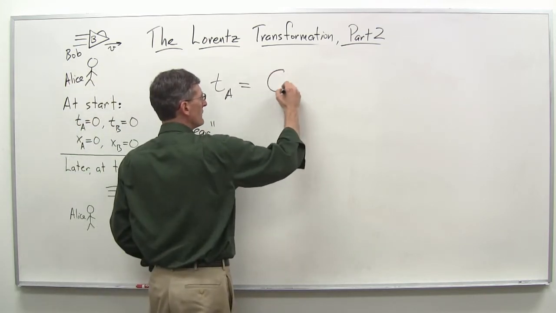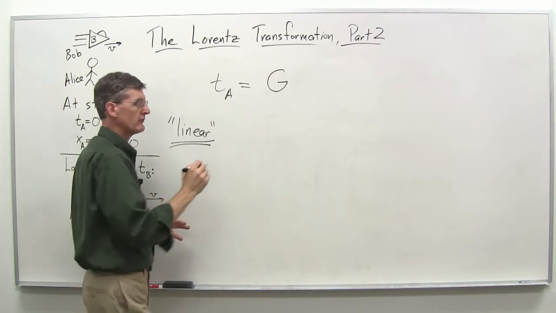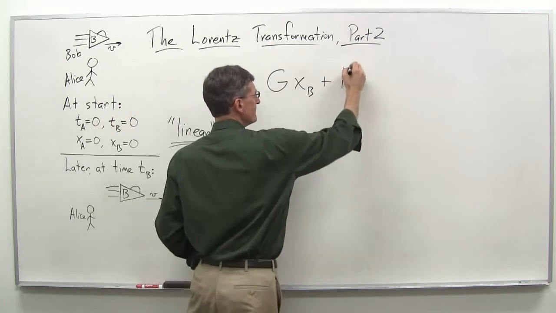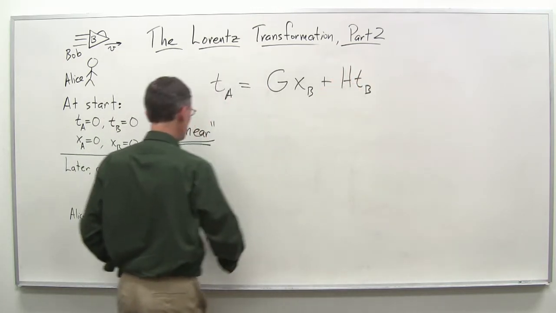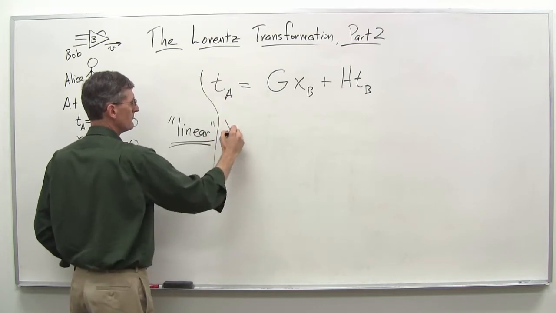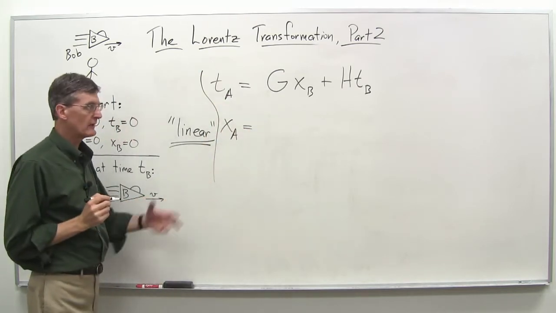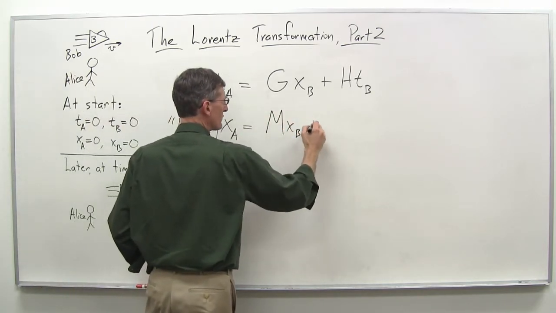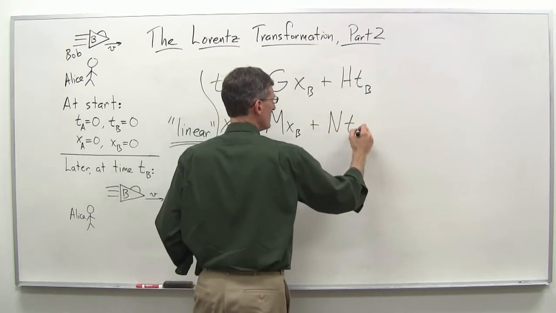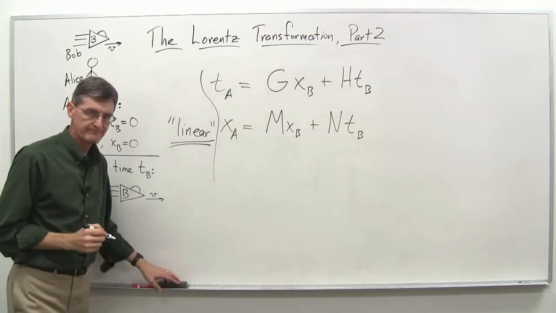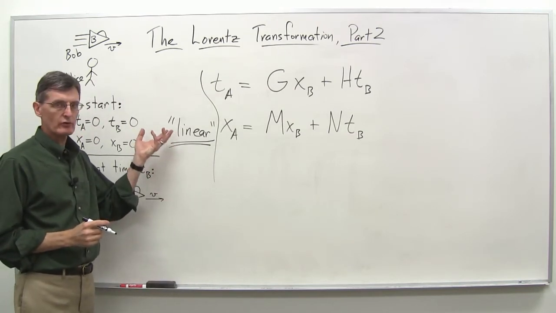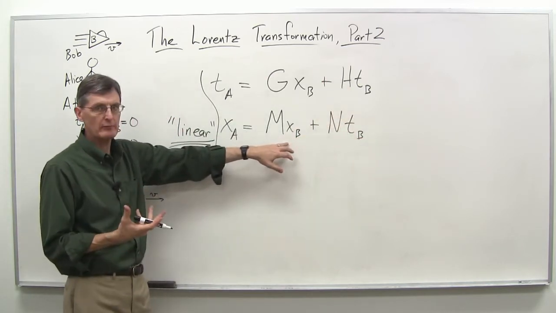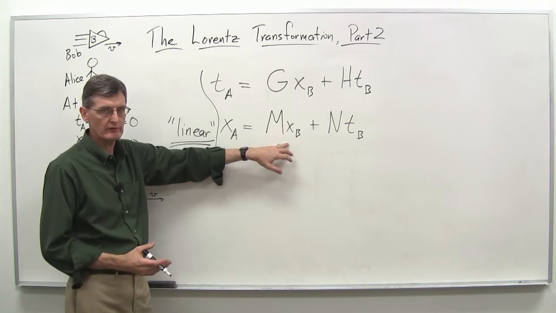TA is going to have the form, some capital G, we'll talk about what that is in a second, times XB plus H times TB. And XA, the formula for XA, again given XB and TB, is going to have the form M times XB plus N times TB. As I mentioned, this is a so-called linear form because the XBs and TBs in the equations here are just XB and TB. You don't have any XB squared, TB squared, square roots, or anything like that.